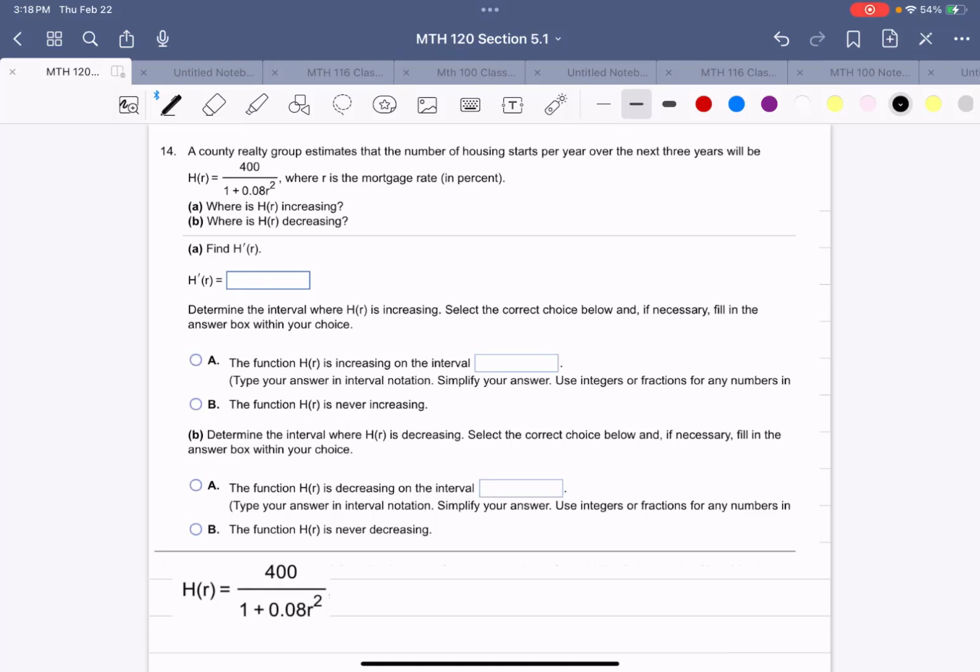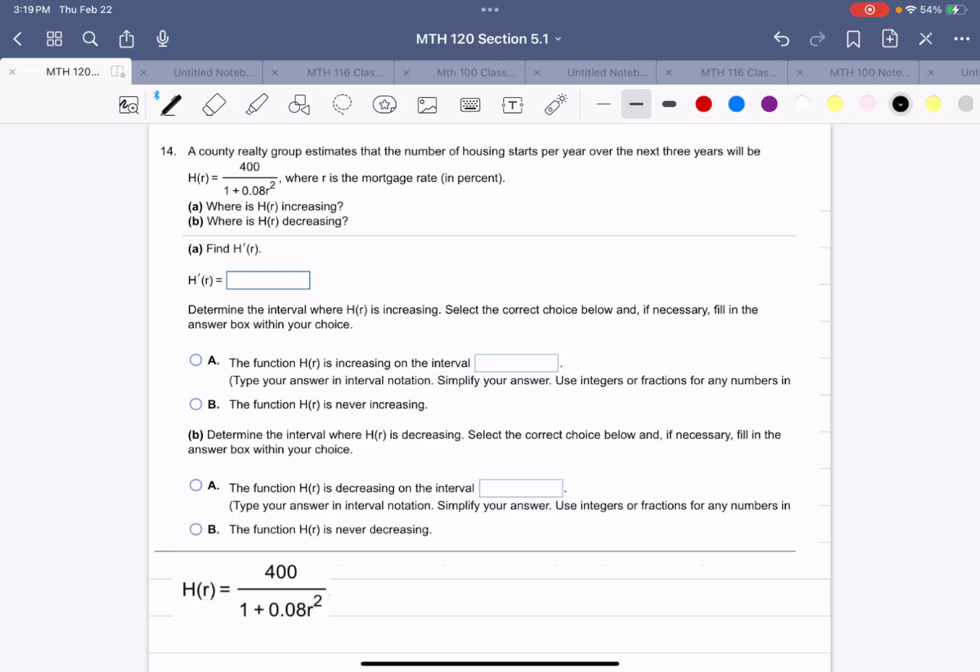Number 14. A county realty group estimates that the number of housing starts per year over the next 3 years will be given by the function h of r equals 400 divided by 1 plus 0.08 r squared, where r is the mortgage rate in percent. Where is h of r increasing and where is h of r decreasing?